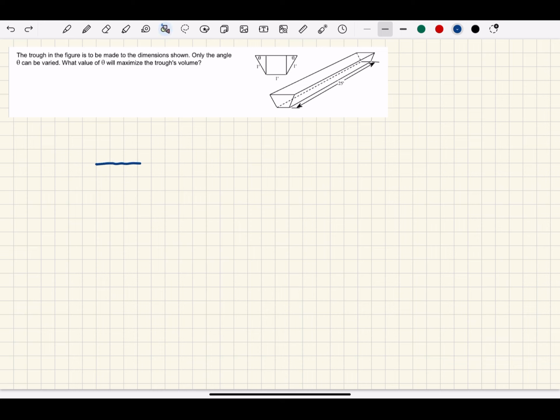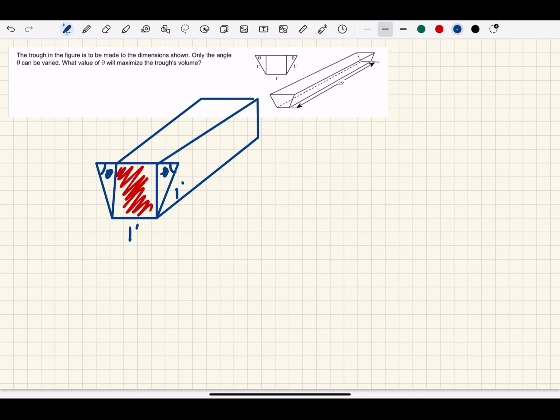The face is a trapezoid, and we are told that this dimension is 1 foot, and this dimension is 1 foot. And we are told that this angle is theta. And we see that we have formed a right angle that would be matched on this side and then form right triangles. So we could break the volume of this thing up into 3 different pieces. We'd have the rectangular piece and then extend it out for 25 feet. And we could find that volume very easily.